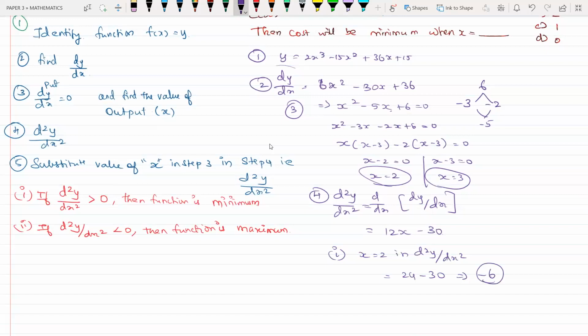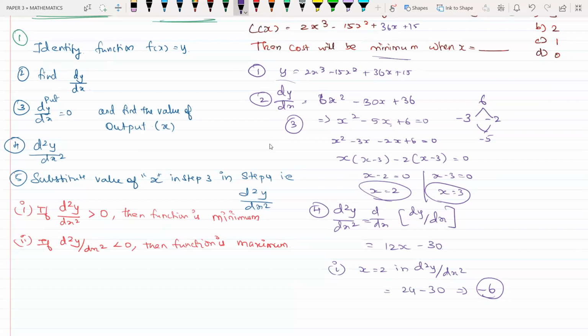They are asking what? Minimum. What is minimum? Only when my value is greater than 0, then only it is minimum. I'm substituting x is equal to 2 in my equation. If I substitute x is equal to 2 in my equation, it is less than 0. Is it right? Less than 0. If it is less than 0, it is nothing but what? Maximum. So I only need minimum.